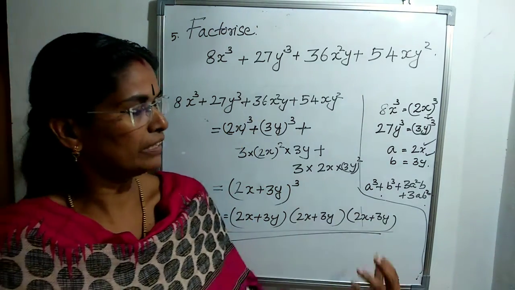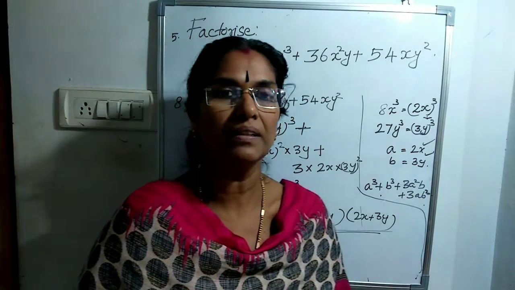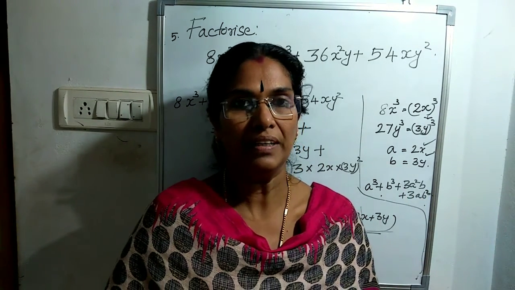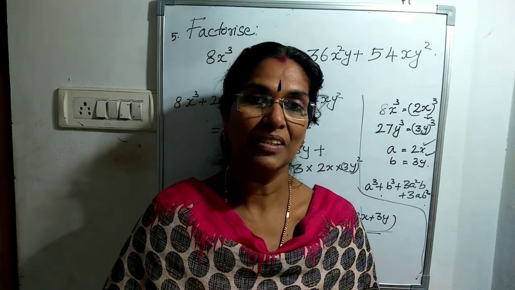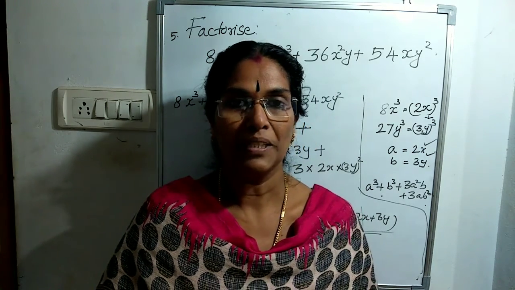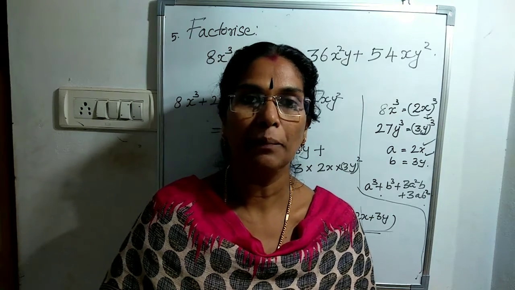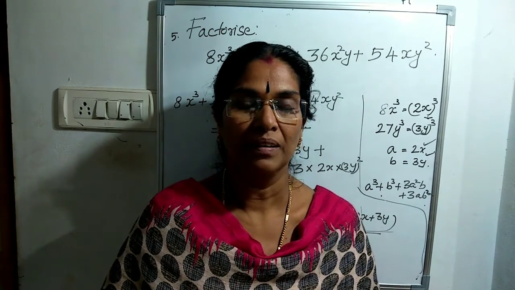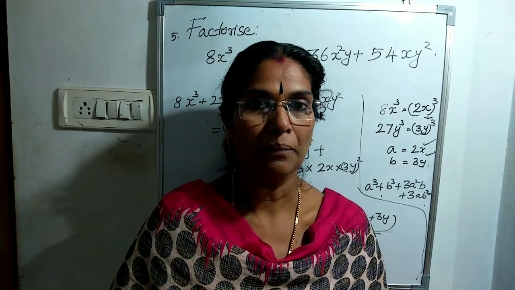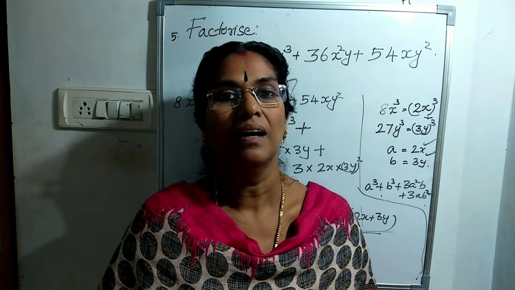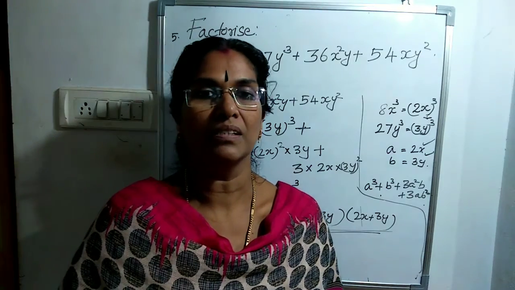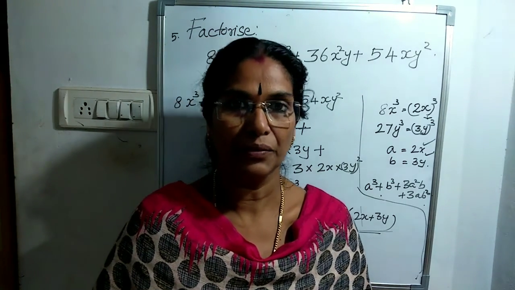I think if you know this identity, everything, expansion and factorization, is very easy. Okay, what we learned today, which identity? A plus b whole cube and a minus b whole cube. Last class, a plus b plus c whole square. All this identity you have to learn by heart. Then only we can solve all the questions. Okay, study well. Thank you.